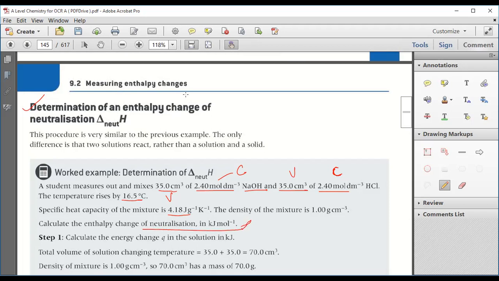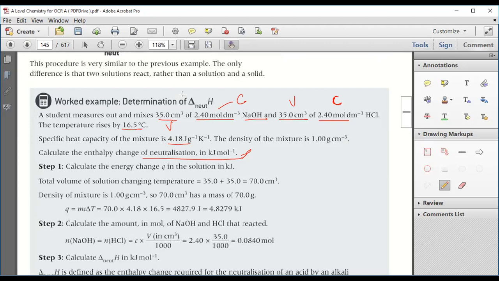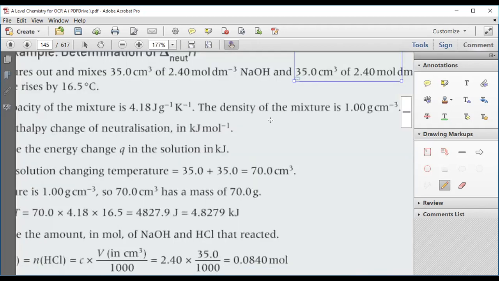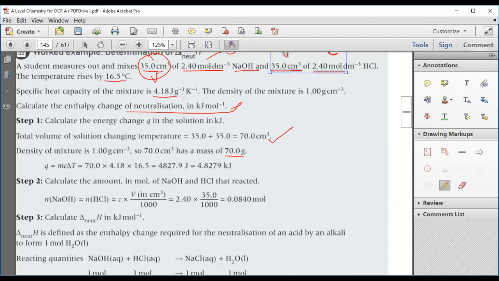So now you have to calculate the change in enthalpy. Now the total volume of the solution: we have 35 of NaOH and 35 of HCl. So both is 35 plus 35, 70 centimeter cube is the volume. Density of water is 1, so 70 centimeter cube will be equal to 70 gram. Clear? 70 gram.